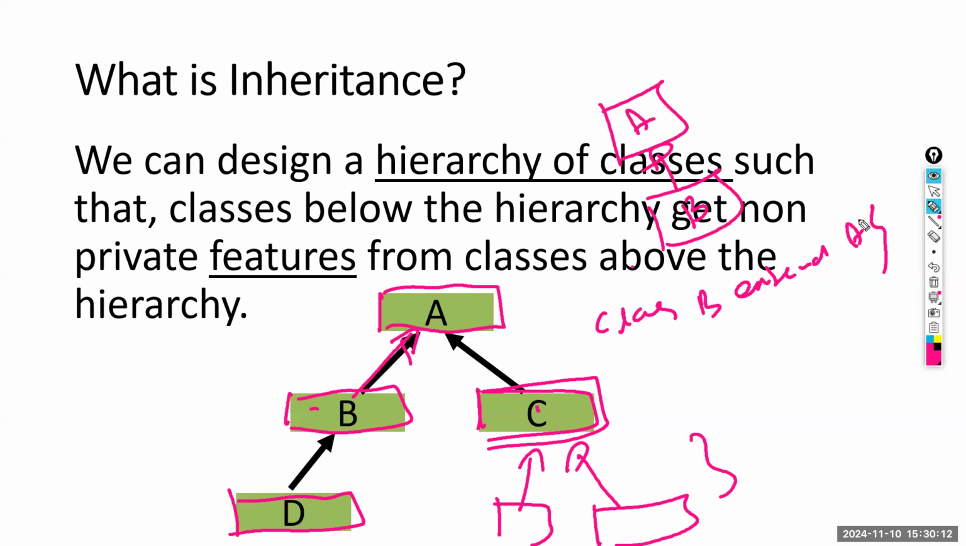Now, non-private features of A class are inherited to B class. The moment you write your code like this, B extends A, assume you have the A class. Okay.